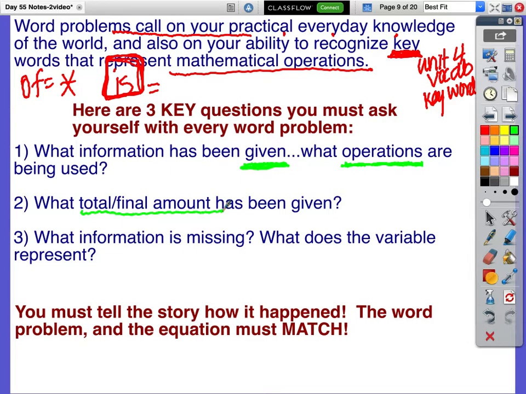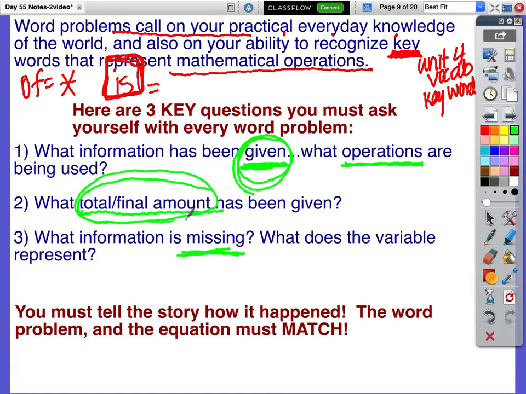Number 3, what information is missing? What does the variable represent? What are we trying to find? What is the unknown? So, given information, total and final amount information, and the part that is missing. Those are the three keys.